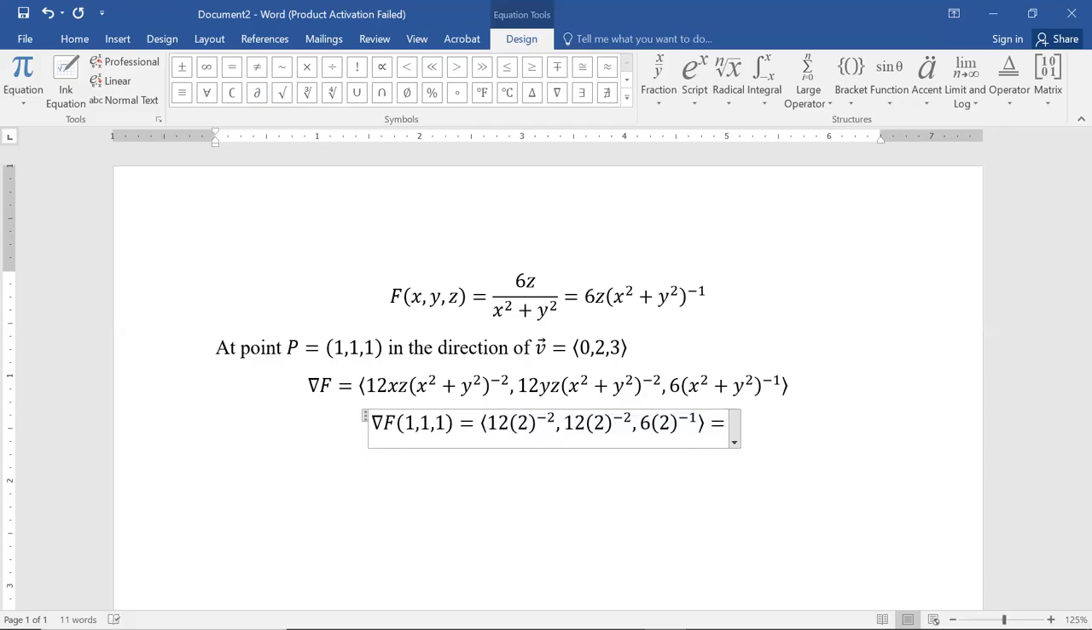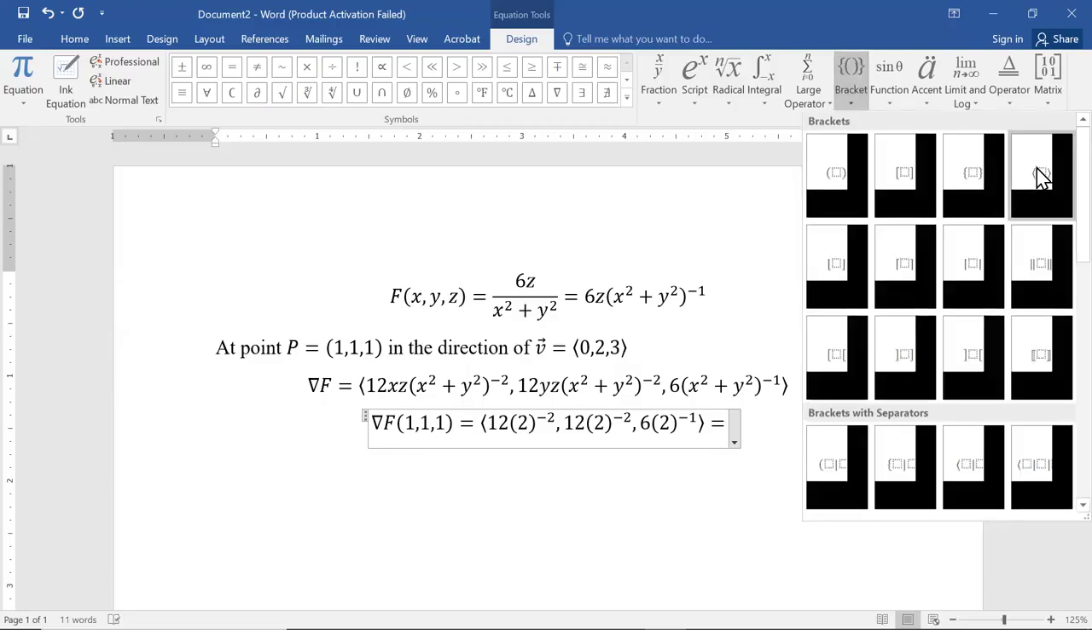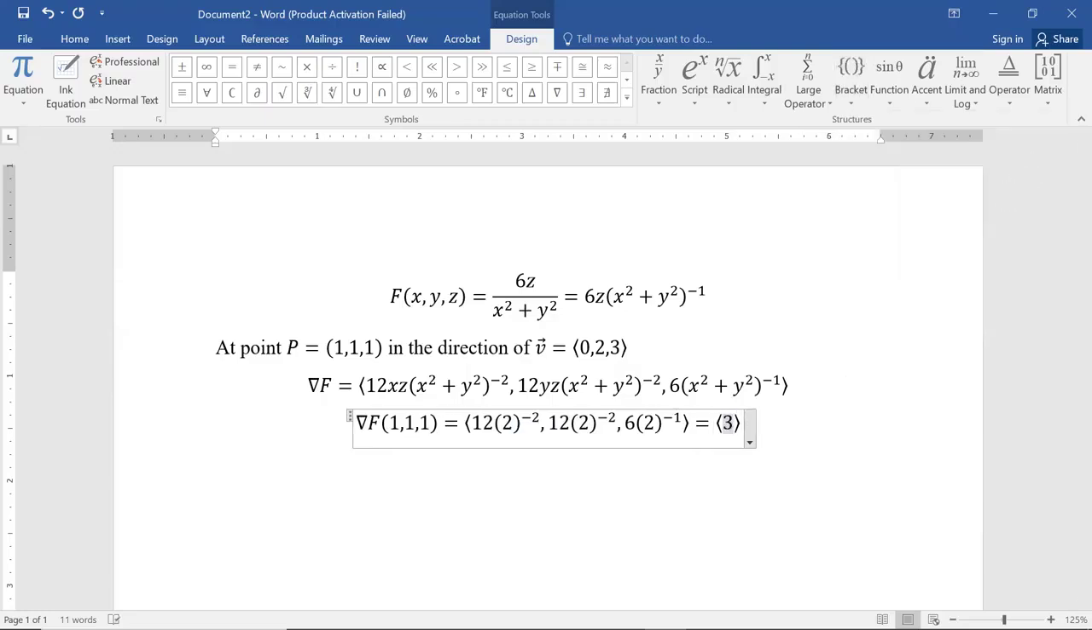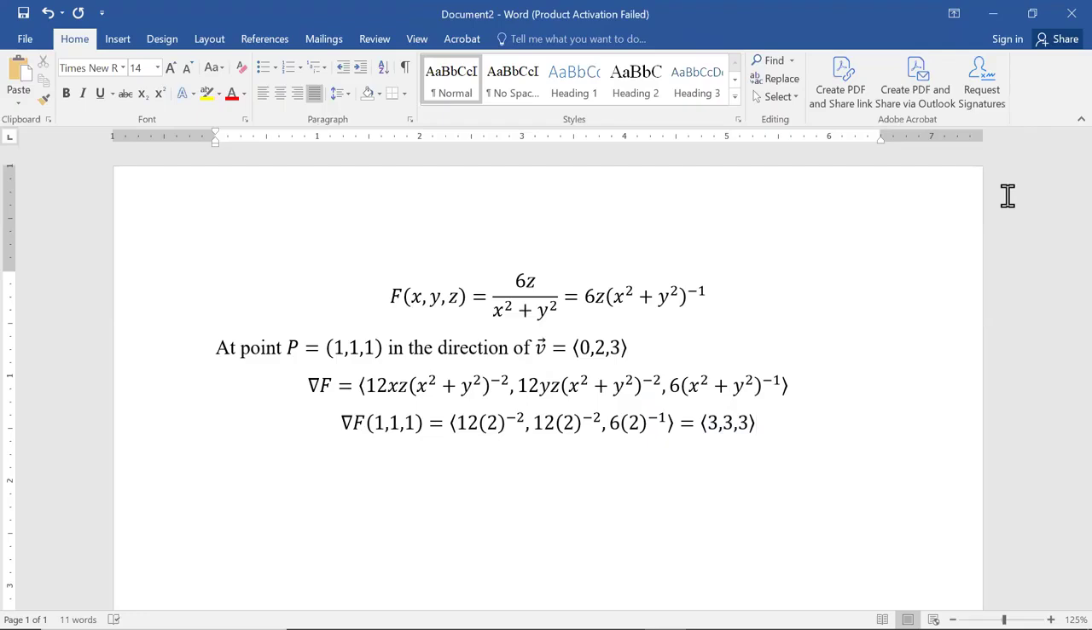Now, don't get too thrown off by these negative powers. 2 to the negative 2 is just 12 divided by 2 squared. So that's 12 divided by 4. So I get a 3. Again, 12 times 2 to the negative 2 power, that's 12 divided by 2 squared. That's again a 3. And then 6 times 2 to the negative 1 is just 6 divided by 2, which is 3. So the gradient is 3, 3, 3.